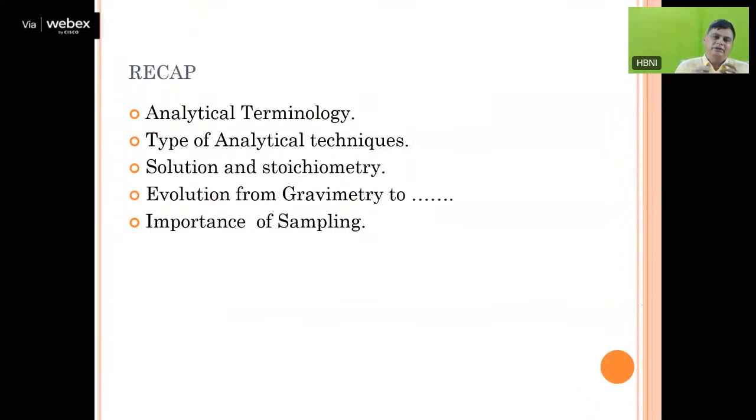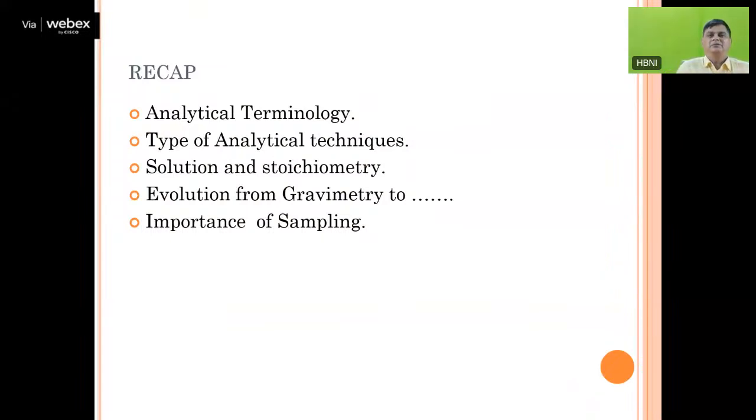In this, it's very important that whatever instrumental parameters you are monitoring during your standard measurement, you maintain similar parameters when measuring your samples also.